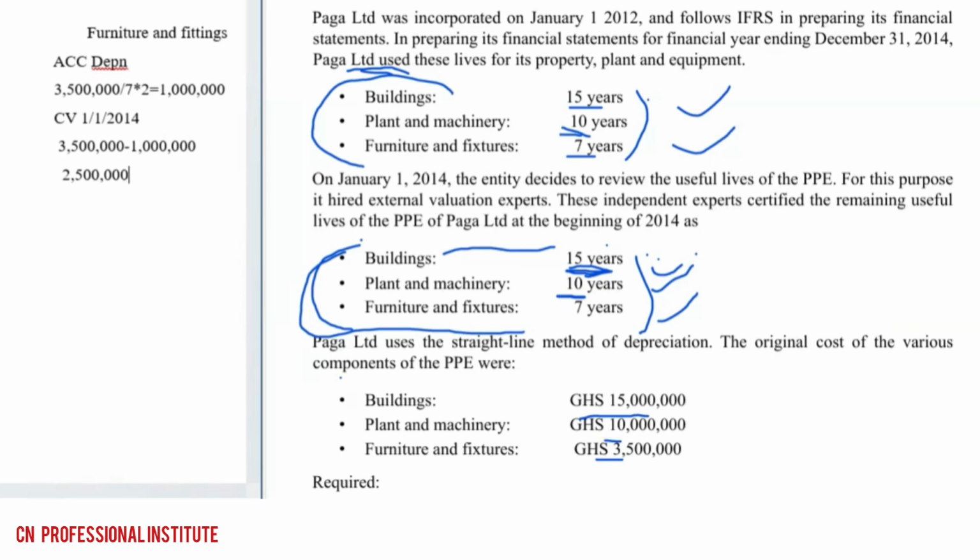So 2,500,000 is the carrying value as at 1st January 2014. Now we want to charge depreciation for 2014. So depreciation for 2014 will be the carrying value, that's the 2,500,000, divided by the remaining useful life.